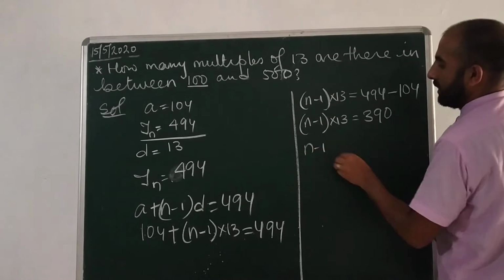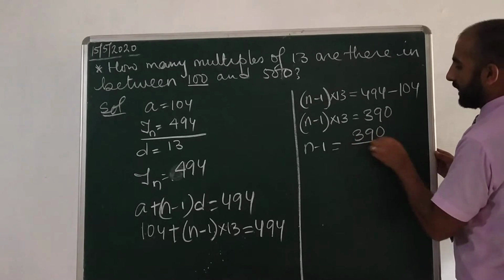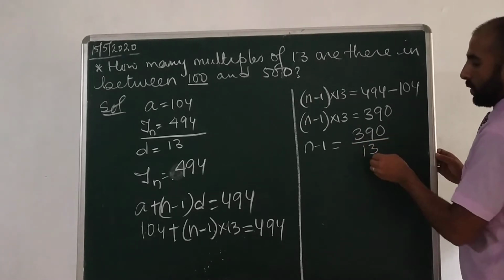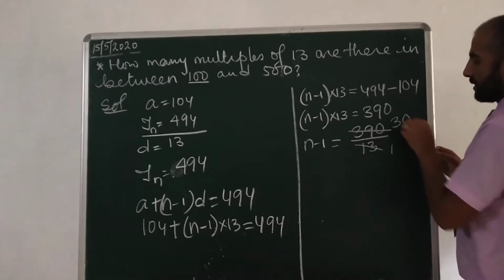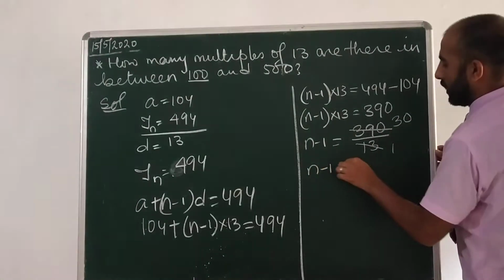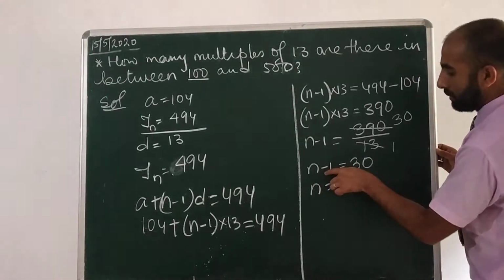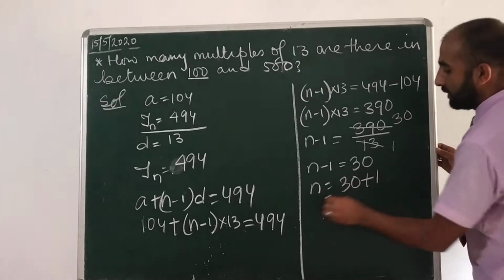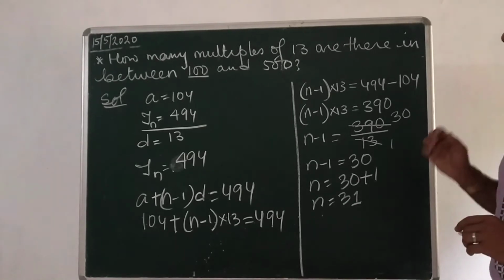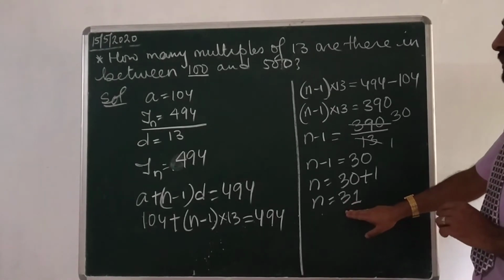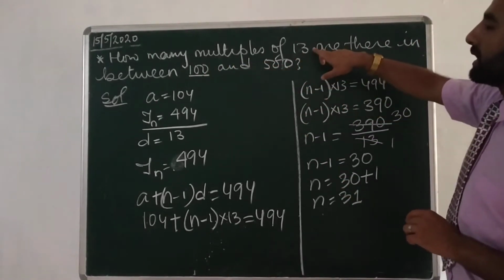Okay, n minus 1 equals, I'll bring this down, 390 divided by 13. So 13 ones are 13, 13 threes are 39, one more 0. So n minus 1 equals 30. That will give you n equals 30, and bringing this side, plus 1, n equals 31. That means there are 31 terms between 100 and 500 which are multiples of 13.